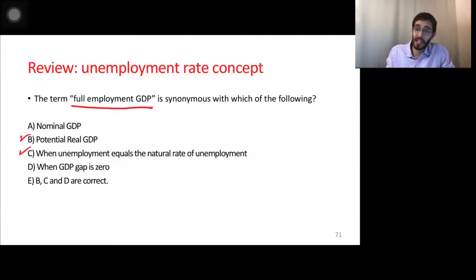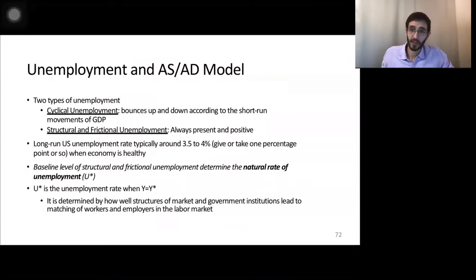And when the GDP gap is zero, that's also correct, right? If you remember, the GDP gap is the distance, the gap, between the current level of production in the economy and the potential GDP, or full employment GDP, as we know here. So in this case, B, C, and D would be correct. Let me know if you have any questions about that interpretation. This should be a review based on what we saw so far in this semester, but let's refresh on that in case it wasn't.